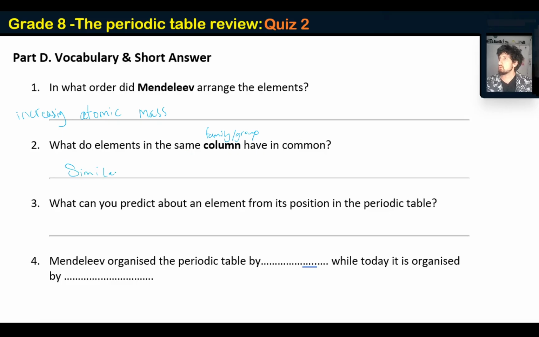So what do the elements in the same column have in common? Similar properties. Now, it is at this time that I will say that elements in the same group in the periodic table also have the same number of valence electrons. Now, I know we haven't explained that yet, and I'll explain it in class soon. But valence electrons simply means the number of electrons on the outside. So even though elements in the same family have different numbers of protons and different numbers of electrons, they have the same number of valence electrons on the outside.